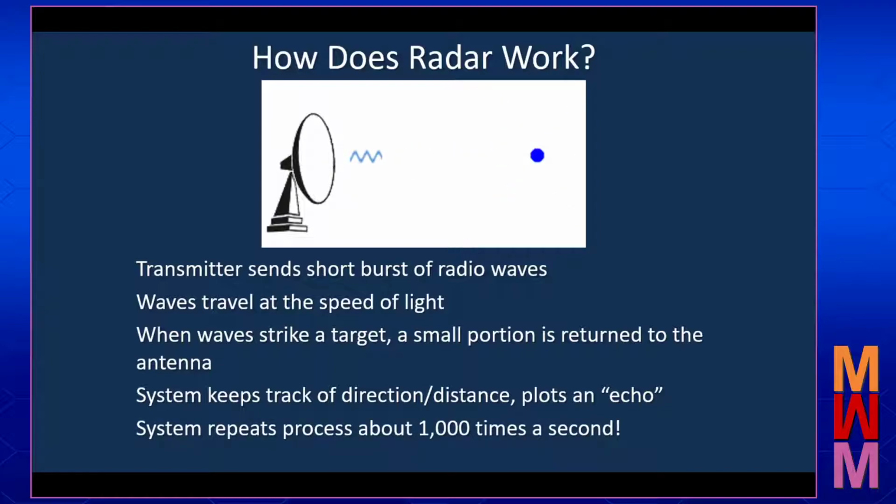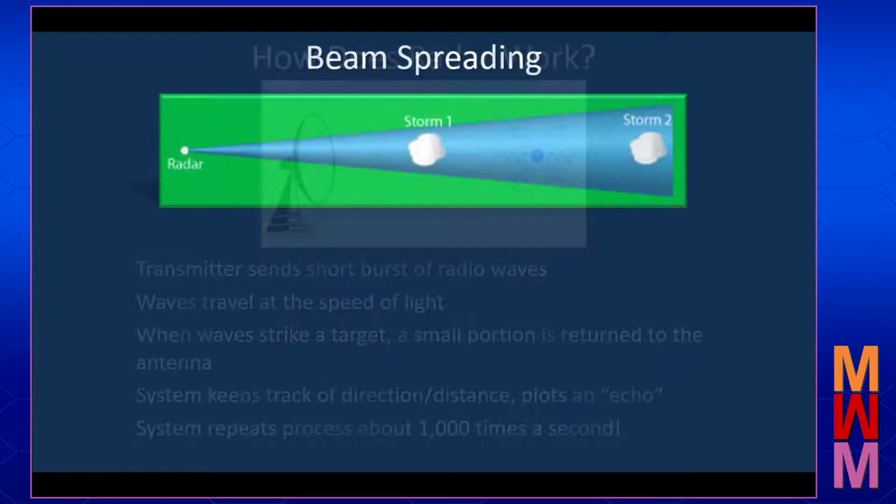And the radar system will repeat this process about 1,000 times a second. Pulse and listen, pulse and listen, pulse and listen. And again, that information from these multiple pulses and multiple listening periods is what goes on to generate the radar imagery that we're all familiar with.